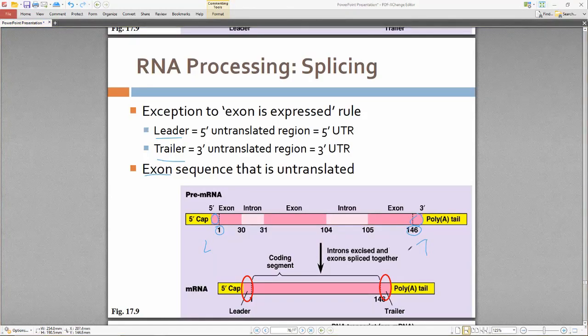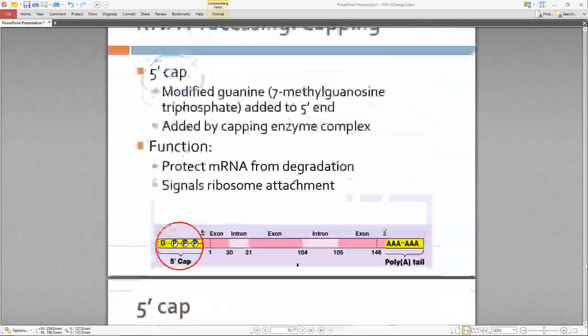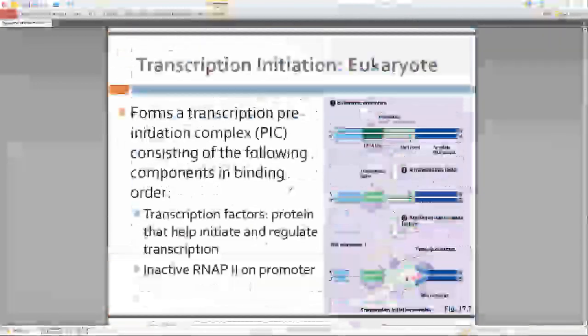How would you identify an exon that is untranslated? These are the only two examples. The only exons that are untranslated ever are the leader and the trailer. So let's take a look at, let's scroll way up.